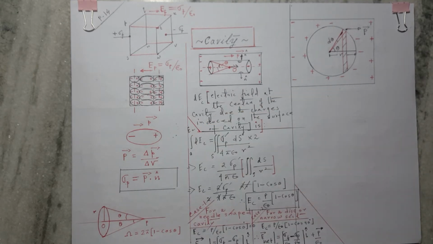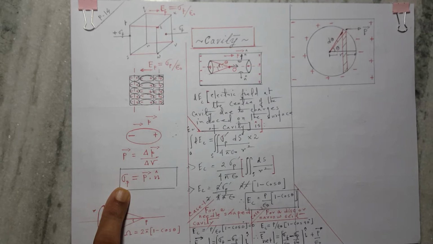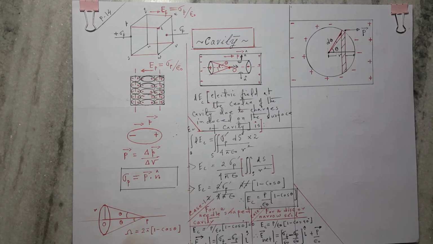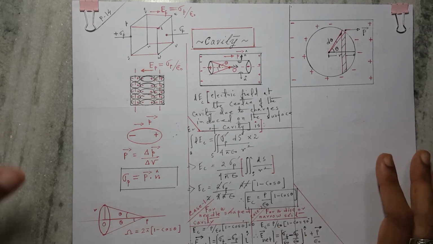Okay. It can also be expressed like this. The induced surface polarized charge density is sigma P, and it is P vector dot n cap. N cap is the outward drawn normal on the surface. So these are the preliminary informations that we need to know before we proceed with today's work.